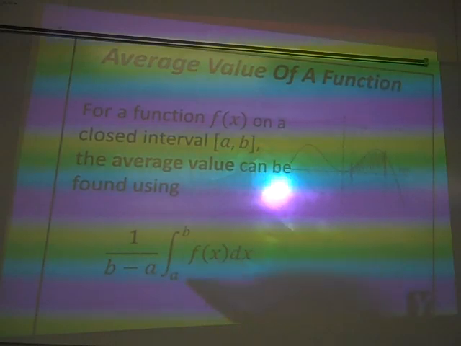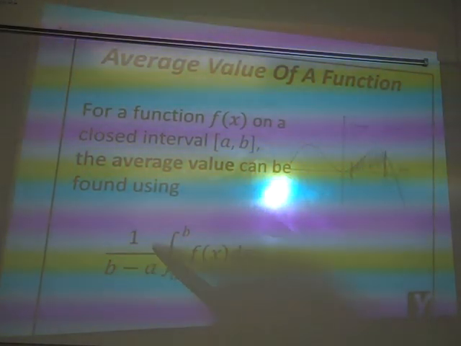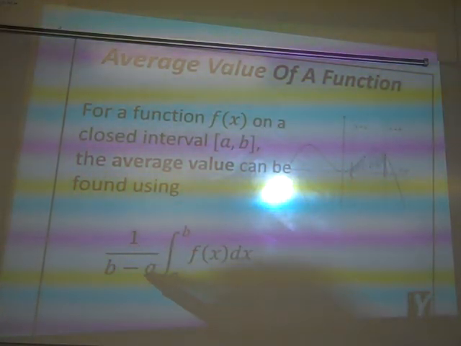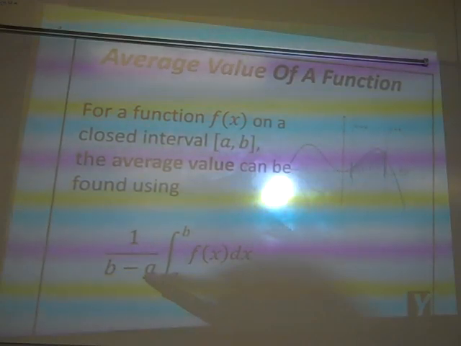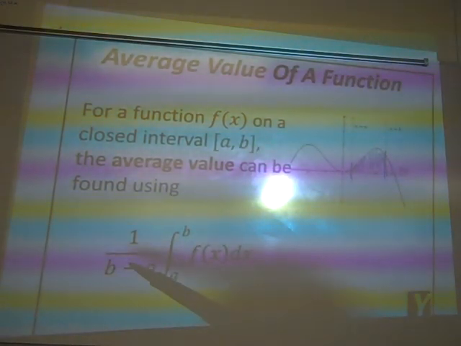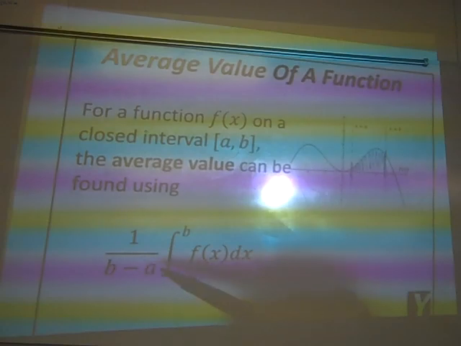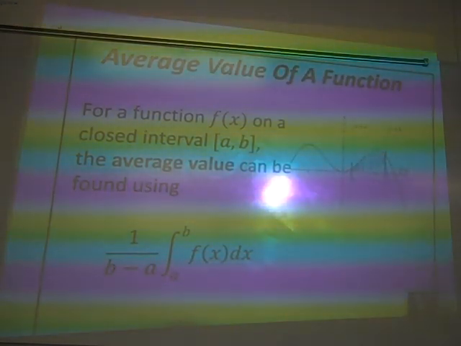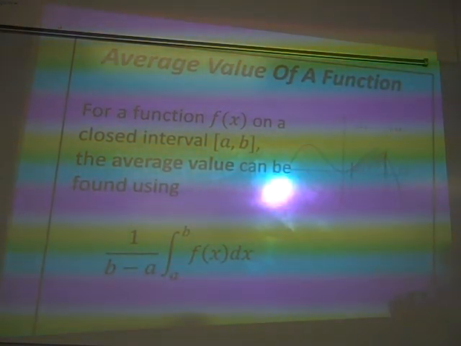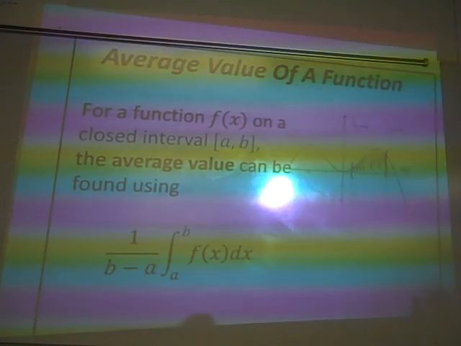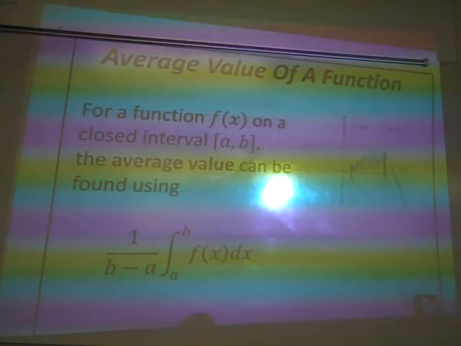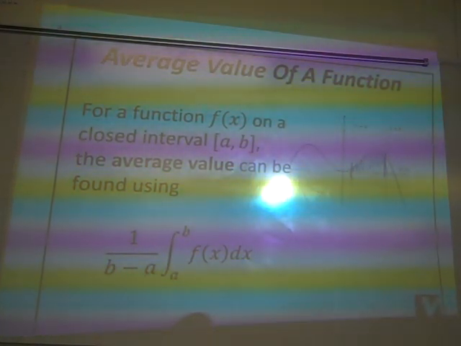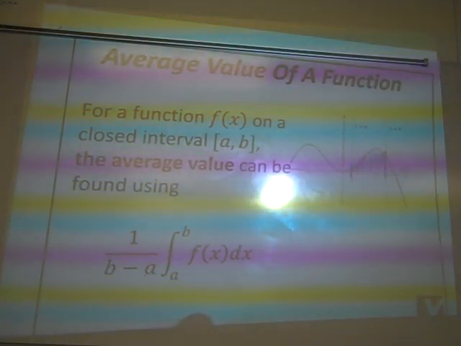And then we have the multiplication factor. We're going to multiply by 1 over the length of the interval. So the average value of a function on a to b is 1 over b minus a, times the integral from a to b, f of x dx. That's the formula that you need to know whenever you see average value in a calculus class. That's the way we're going to do it. So let's look at a problem.